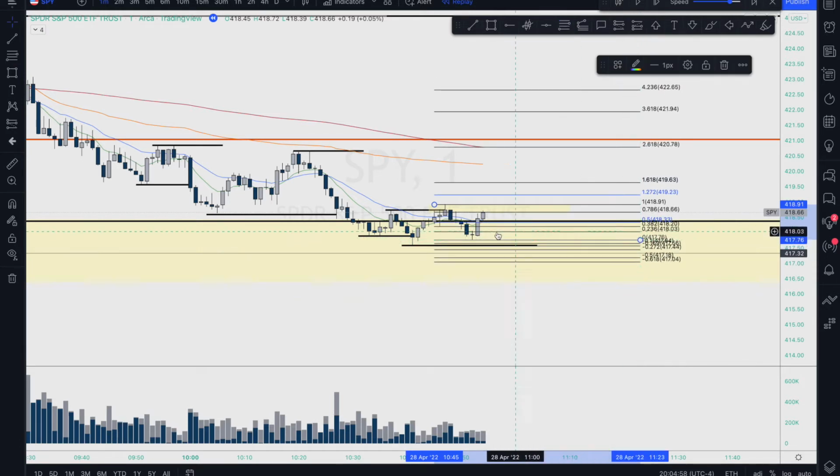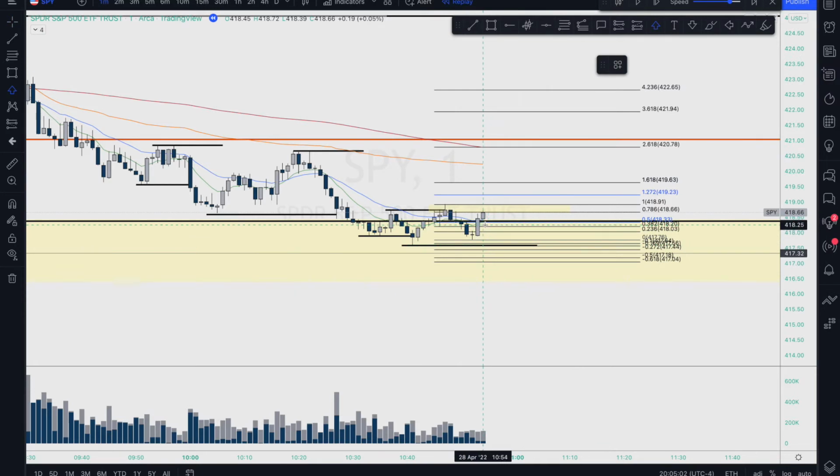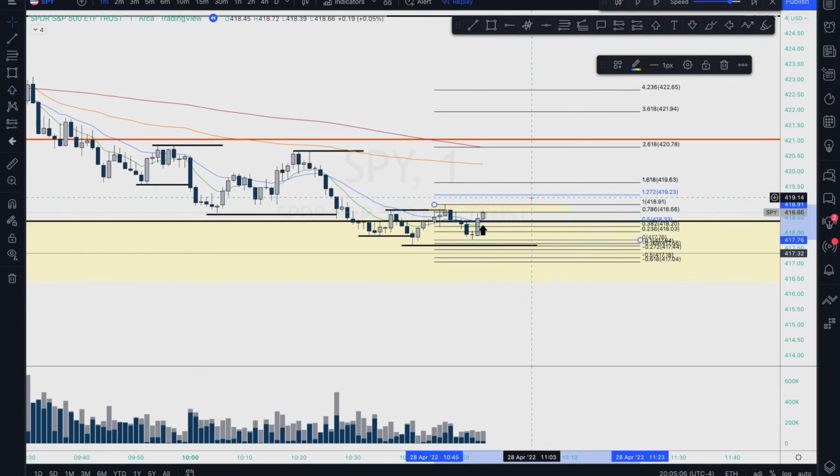There's your low there. So there's your 5. Here's your support on the 5. So you could get in right here on the 0.5, the golden fib. And these are just opportunities to get in. First target could be this 1.272.